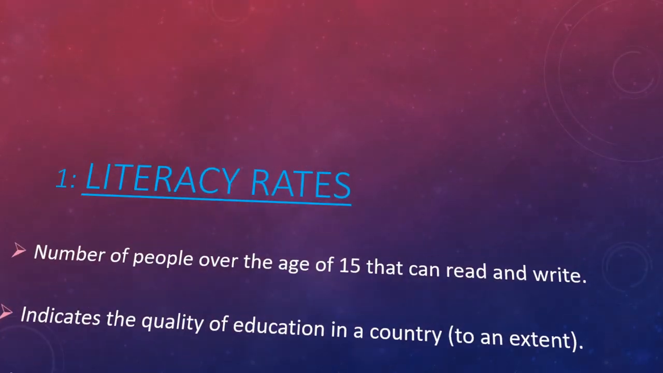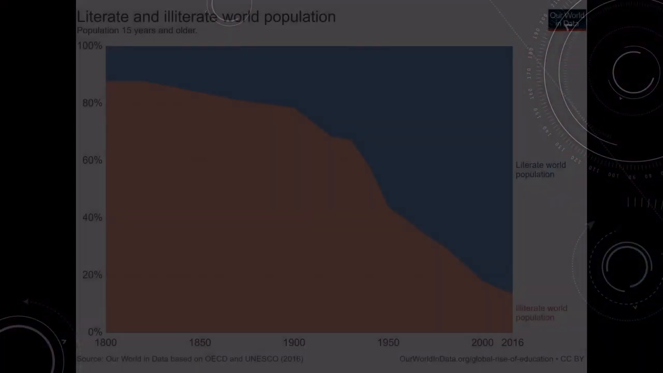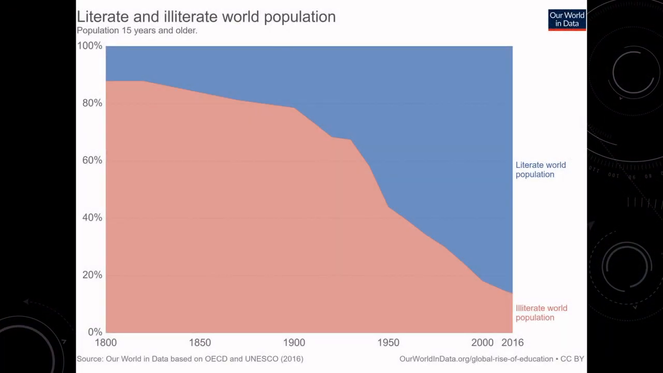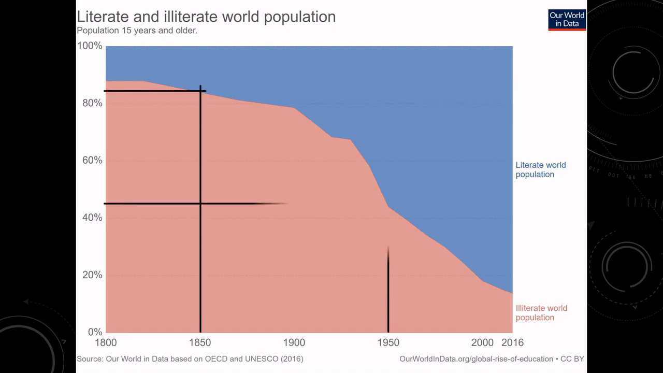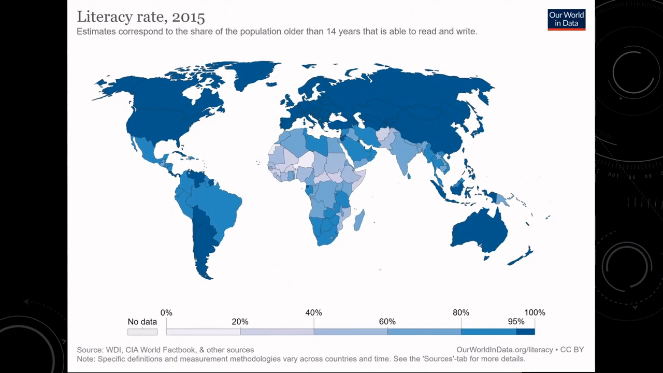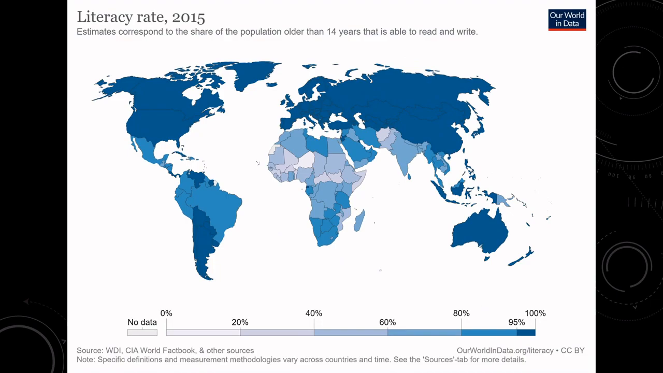This graph shows how the world's population has become more literate over the last 200 years. Between the year 1800 and 2015, the global literacy levels have improved from under 20% worldwide to over 80%. This map shows the distribution of literacy levels around the world in 2015. Notice how the different regions compare to each other, like South America and Africa.